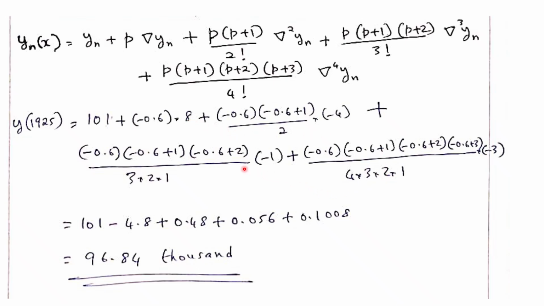That's all. And you know 2 factorial means 2 into 1, so it is 2 only. 3 factorial means 3 into 2 into 1. 4 factorial means 4 into 3 into 2 into 1. So all those things can be easily simplified like this, and you add them, you get 96.84 thousand. Again you have to express the answer in thousands because it is given that way in the question. The population is estimated in 1000.